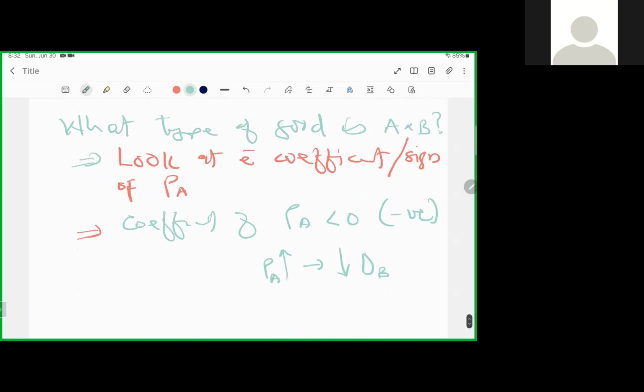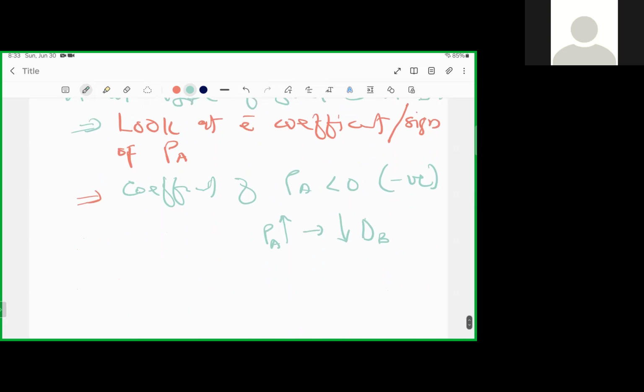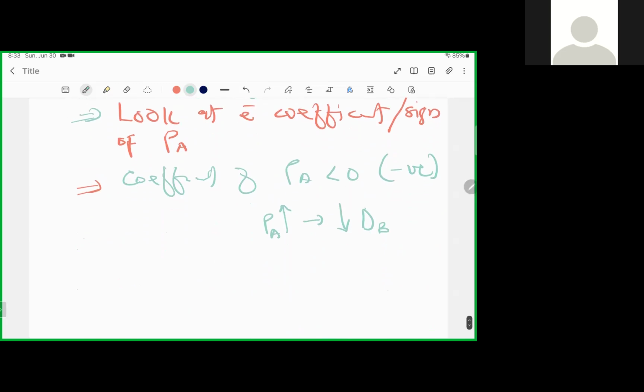So when there is an increase in the price of a good, what type of good are we looking at? For these two goods, in this particular case, A and B are complements, or some people will say complementary goods.